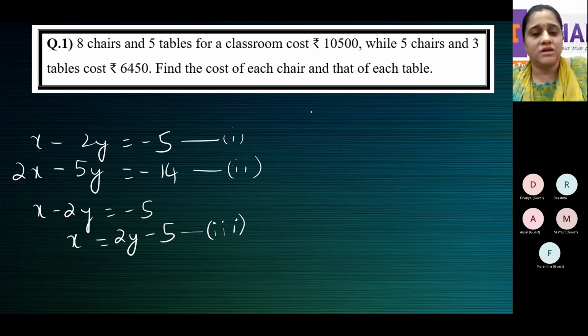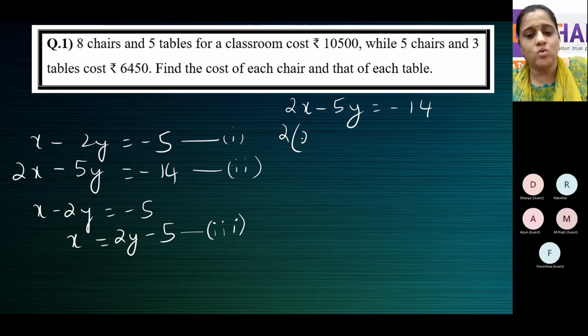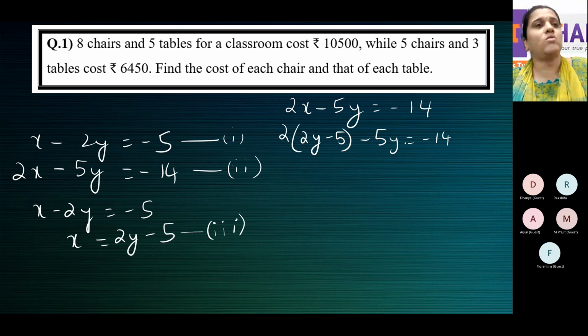So take up the second equation. In the second equation, 2x minus 5y is equal to minus 14. In place of x, use 2y minus 5. Minus 5y is equal to minus 14. So now what happens?